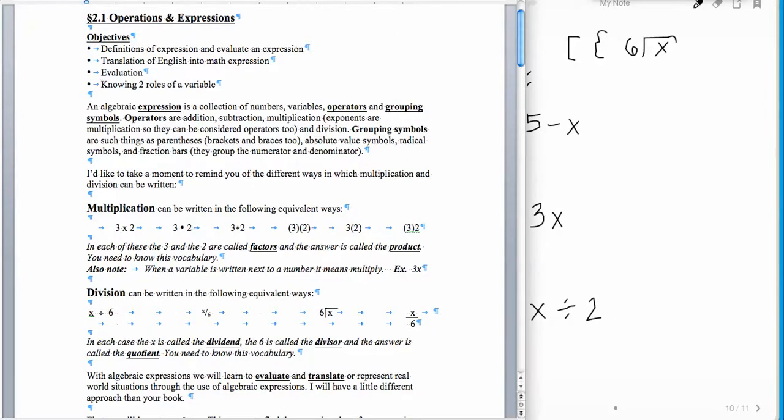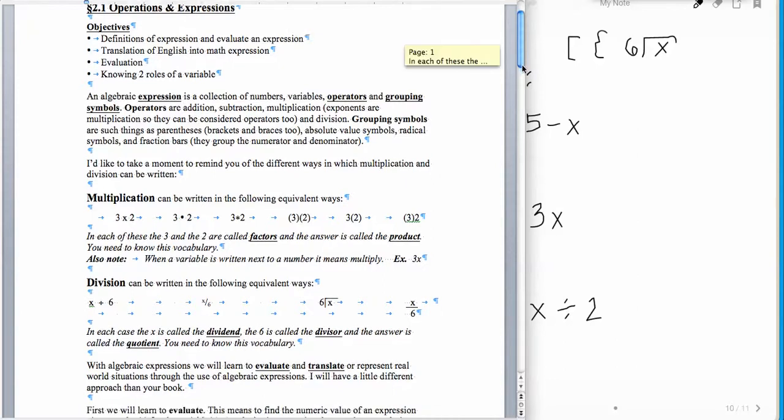Now, vocabulary-wise here, we have to know that the thing that is being broken into pieces is called our dividend. The thing that we're using to break into pieces, so how many groupings, that's the divisor. And the answer to a division problem is called a quotient. So we have x in every single one of these cases as our dividend, and 6 in every one of these cases as our divisor, and then the answer to that problem would be our quotient.